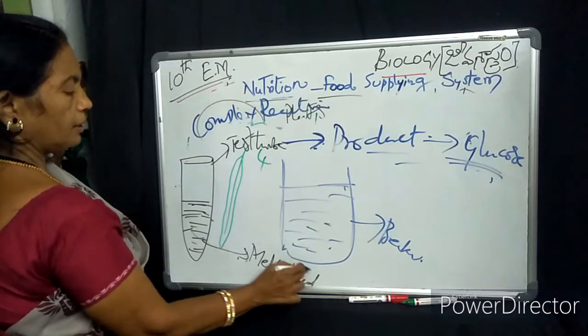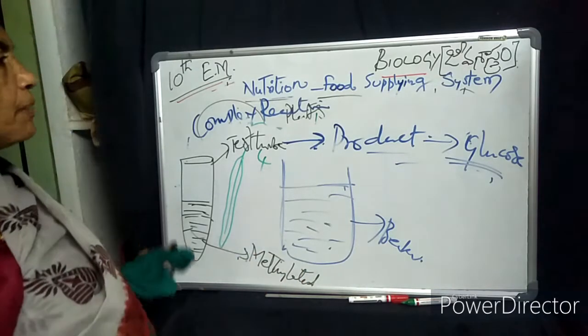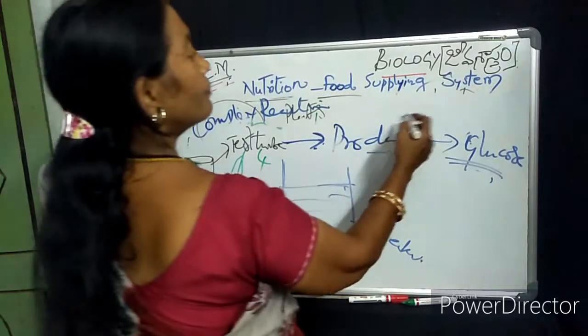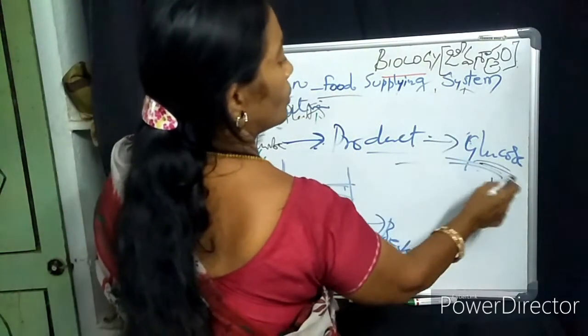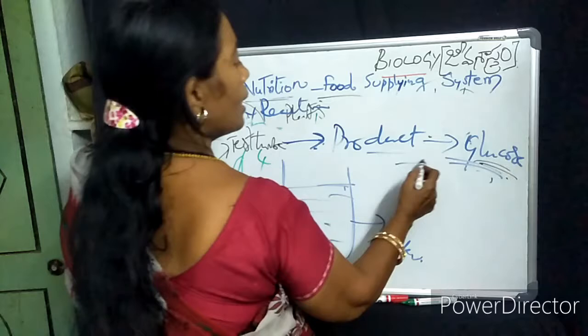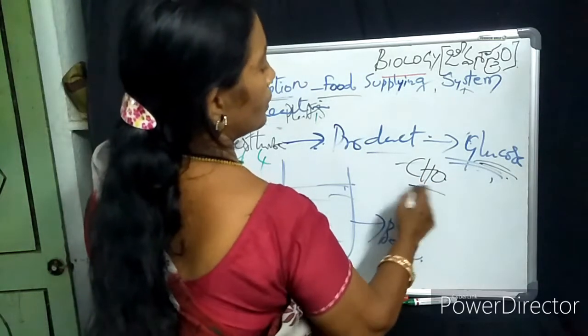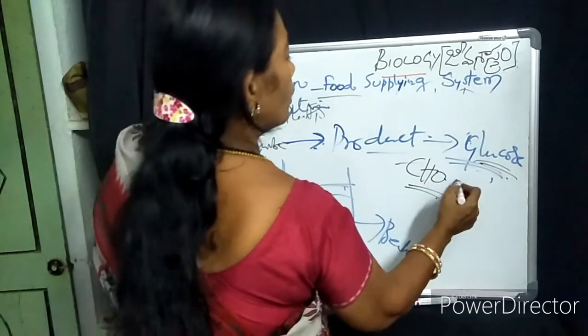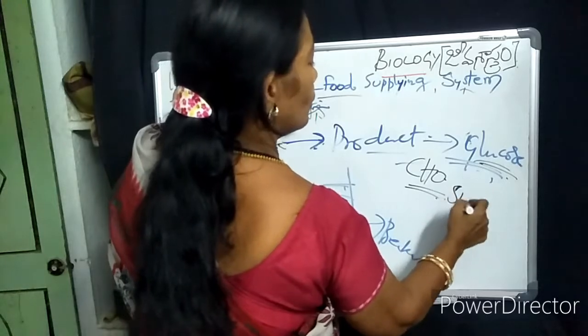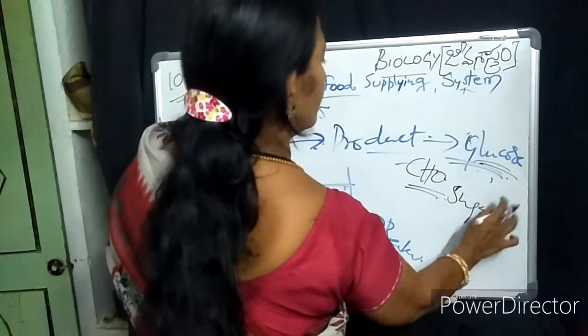Methylated spirit. Why are you doing this experiment? To test the glucose. We already have the CHO combination, that means glucose or sugar or starch.